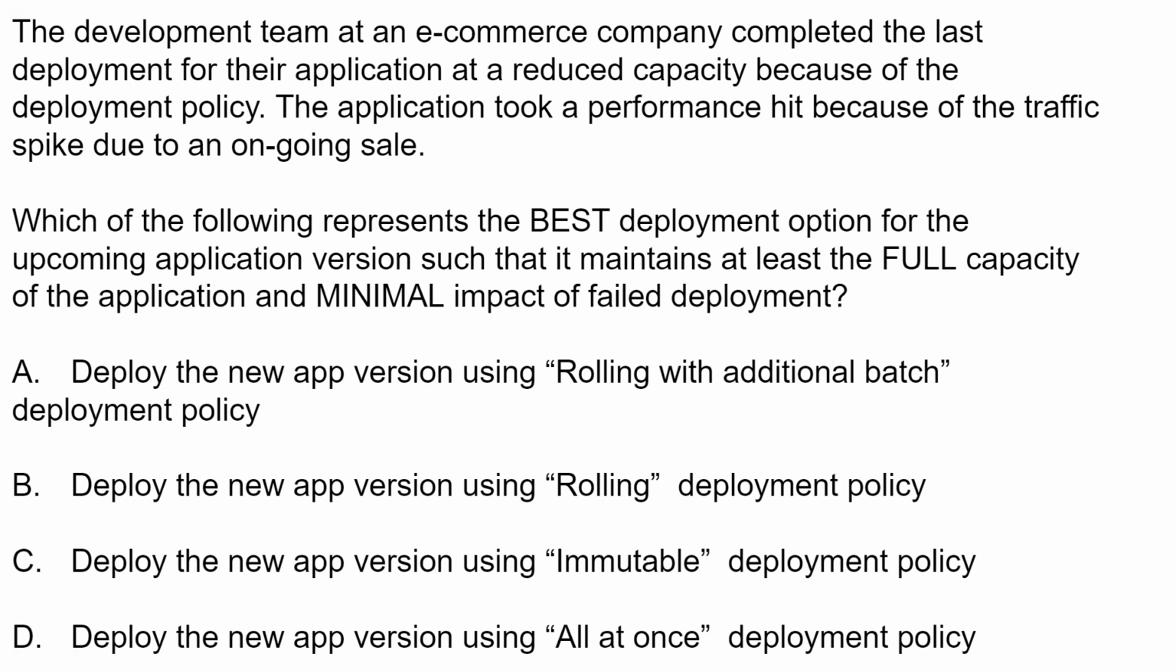A, deploy the new app version using rolling with additional batch. B, deploy the new app version using rolling deployment policy. C, deploy the new app version using immutable deployment policy. D, deploy the new app version using all at once deployment policy.